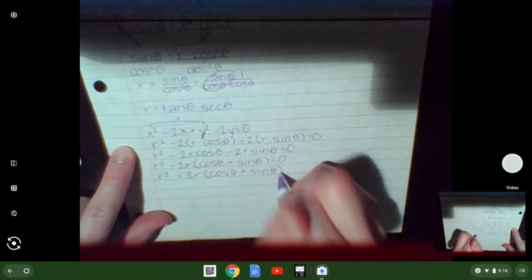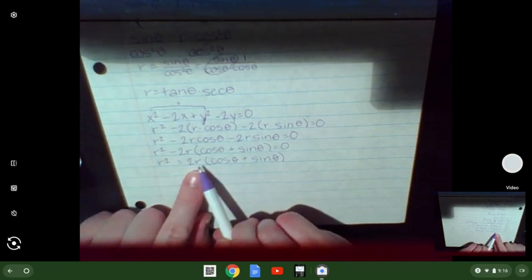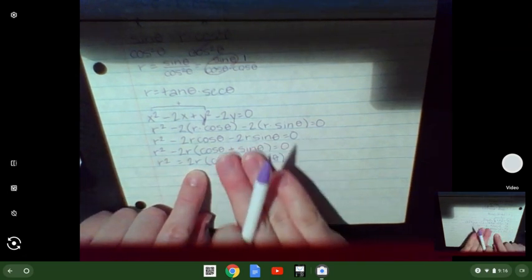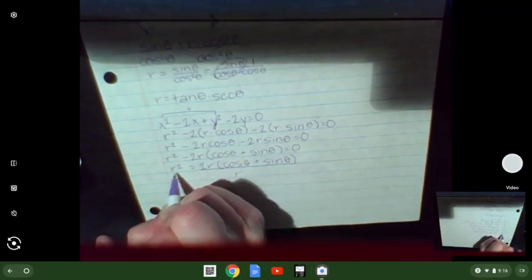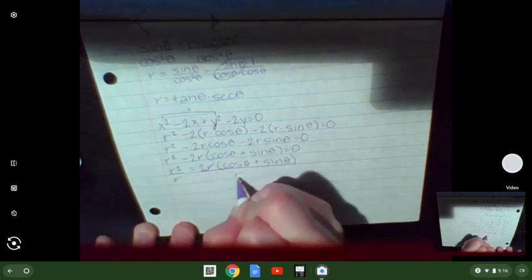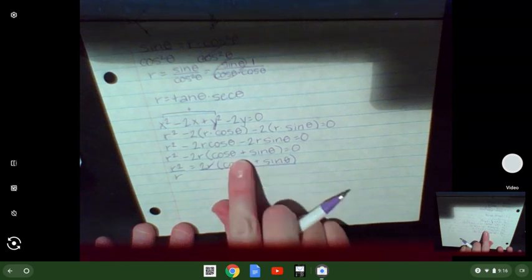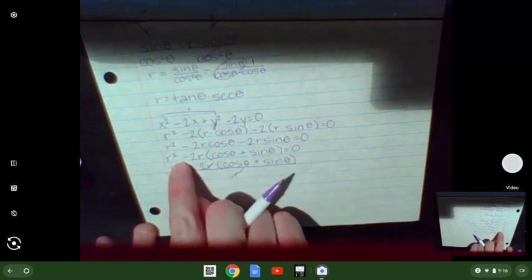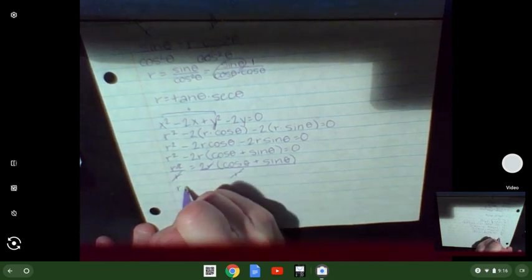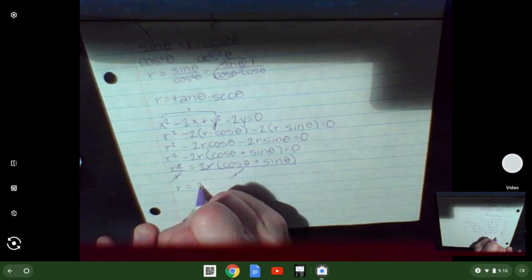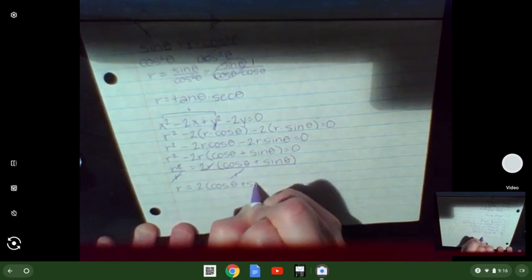Okay. Again, I want r by itself. This r is a factor. It's being multiplied by everything in the parentheses. So I can actually divide both sides by r. r divided by r, gone. And again, that r is a factor of these two, so I don't need to worry about taking it out of either of those two terms. And r squared divided by r, one will cancel in the numerator, denominator will cancel. I am left with r equals 2 times cosine theta plus sine theta.